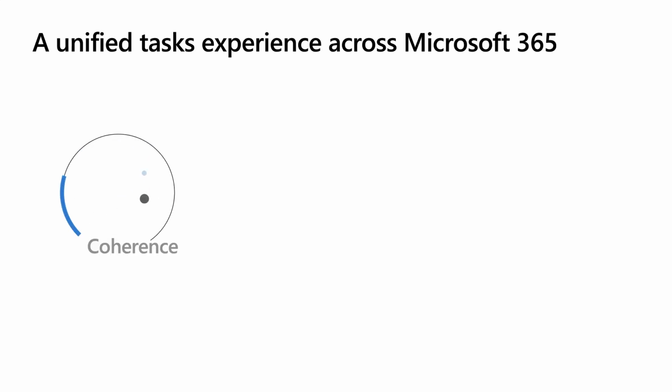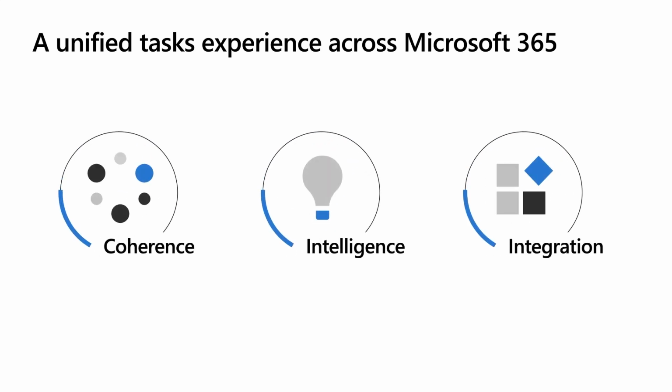As we continue to build out the task ecosystem, we always keep in mind these three pillars: coherence, intelligence, and integration. Coherence means that you shouldn't have to struggle to recognize what is a task or relearn how to manage it based on what tool you're using when you're accessing it. We want you to know when you see a task and know what that means so you can expect its behavior.